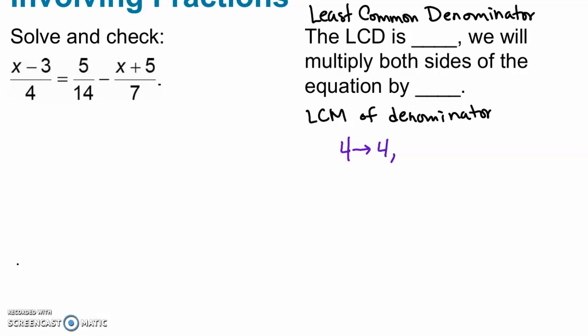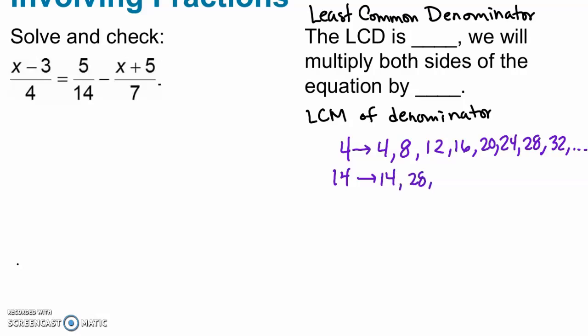It's going to be a number that is either itself or larger than. So these are the multiples of 4. And I could go on forever, right? And the multiples of 14. And then the multiples of 7.